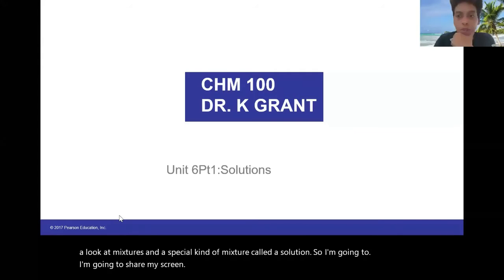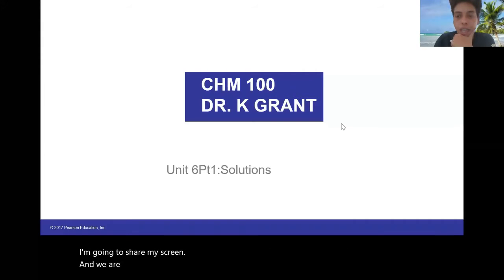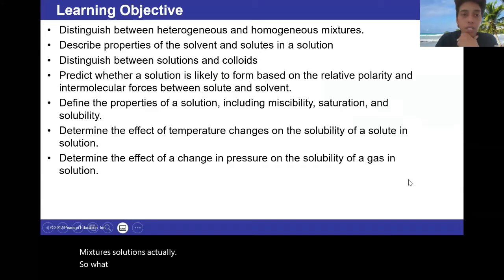So now moving into Unit 6, we're going to start taking a look at mixtures and a special kind of mixture called a solution. So I'm going to share my screen. And we are going to take a look at mixtures, solutions actually. So what is a solution?